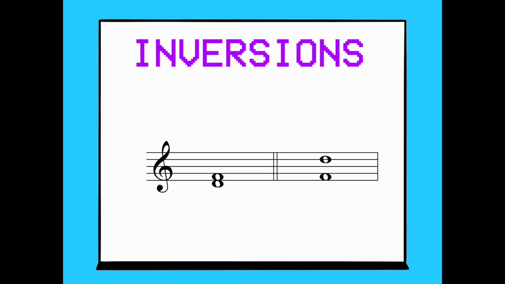So D up to F would be a minor third, but F up to D would be a major sixth. G up to C would be a perfect fourth, while C up to G is a perfect fifth. E flat up to B would be an augmented fifth, so B up to E flat would be a diminished fourth.